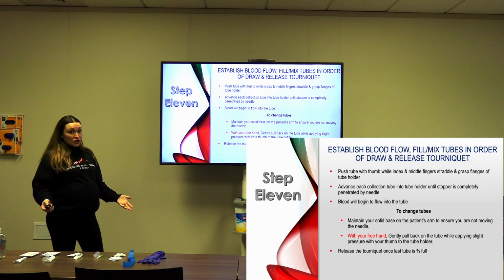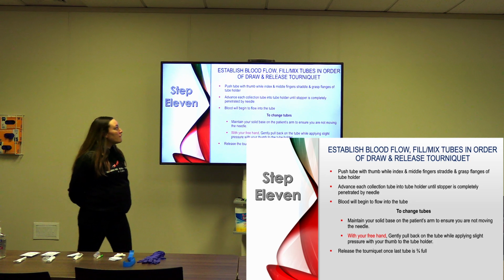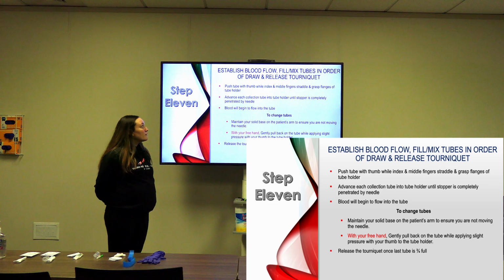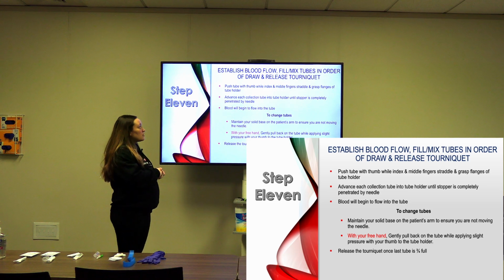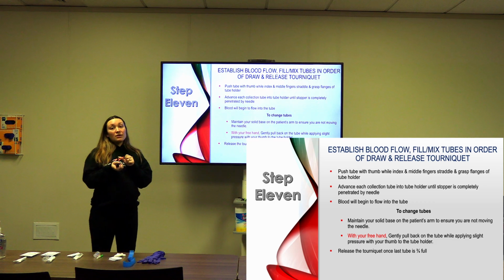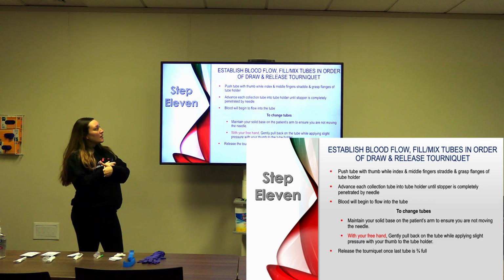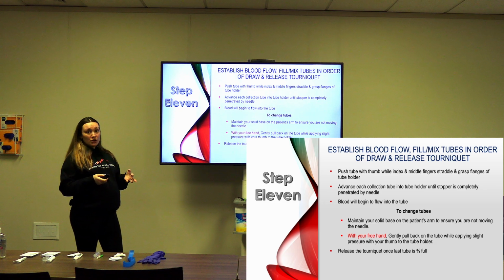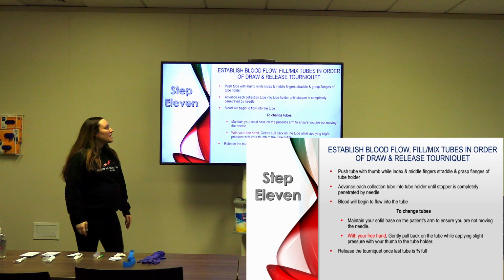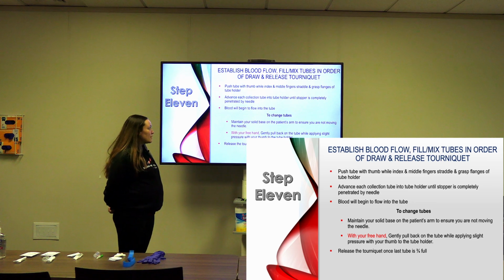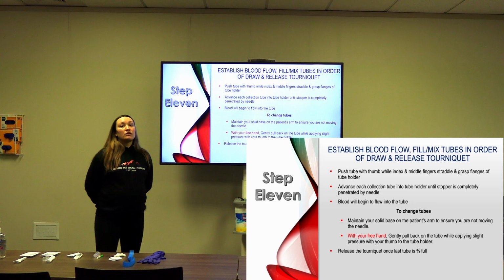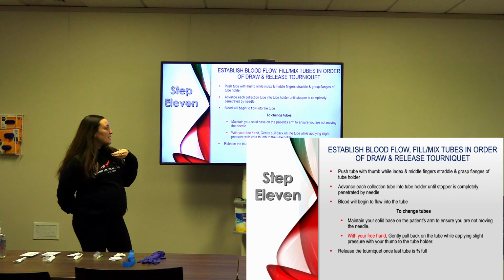Once we've punctured the patient, we're going to establish blood flow, fill and mix the tubes in the order of draw, and release the tourniquet. We're pushing the tubes onto the needle set with the thumb while the index and middle fingers straddle and grasp the flanges of the tube holder. I'll show you all of this. Advance each collection tube into the tube holder until the stopper is completely punctured by the needle. Blood will begin to flow into the tube. The tubes are vacuum sealed. The blood will flow automatically into them.